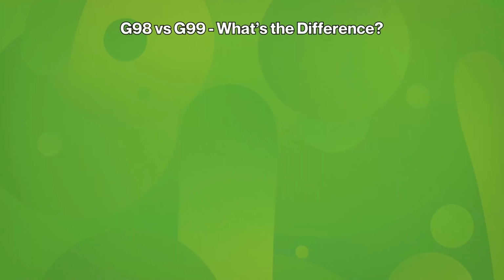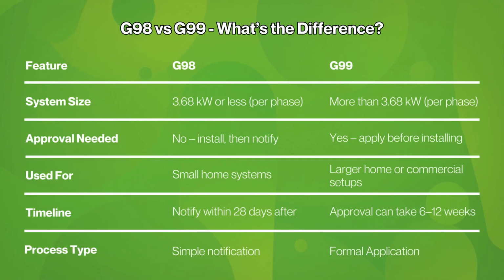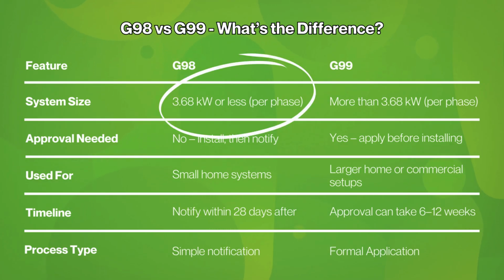G98 versus G99. What's the difference? If you're adding tech to your home that can send electricity back to the grid, your DNO needs to know about it. And depending on the size, you may need permission before you install. This is to keep the grid safe and stable. Here are the key differences. G98 is for smaller systems, under 3.68 kilowatts per phase. These don't require prior approval. Your installer can go ahead and just notify the DNO after it's installed.